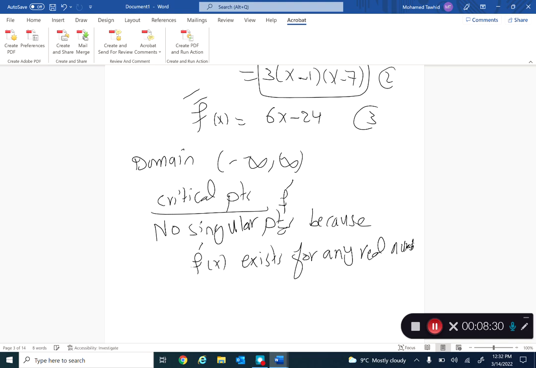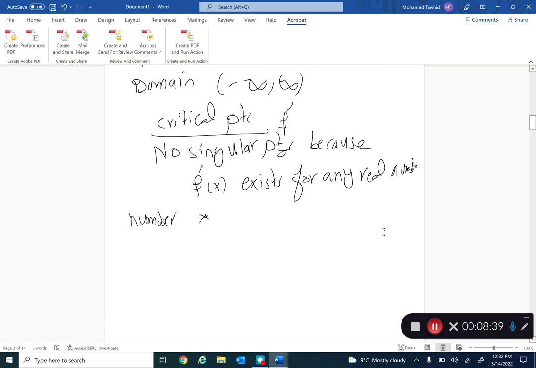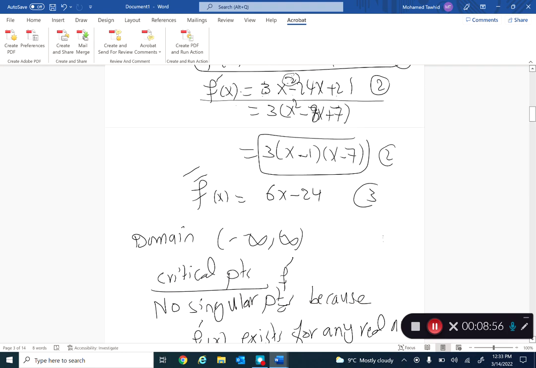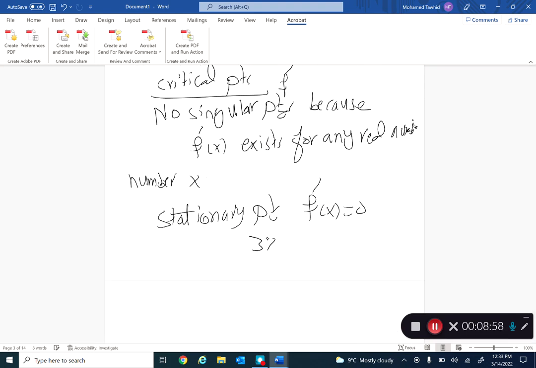So now I have to have a stationary point. What is a stationary point? A stationary point is where the derivative is 0. So where is the derivative 0 here? That's the reason I simplify. So you have 3x squared minus 24x plus 21 equals 0.